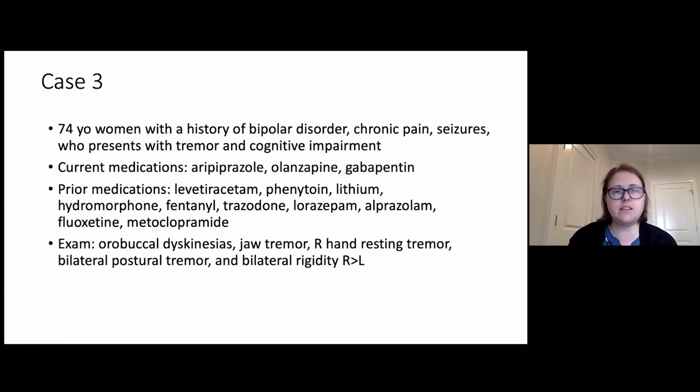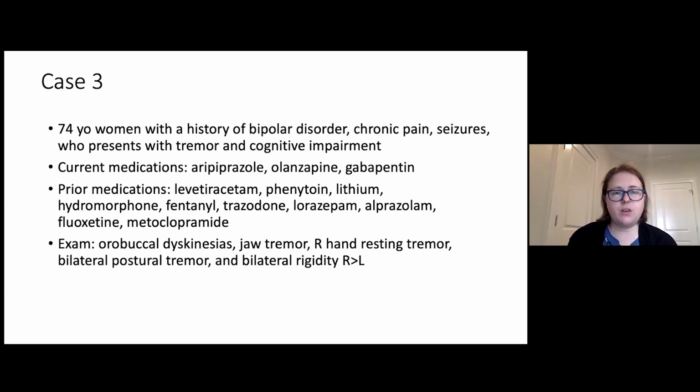Okay, that brings me to case 3. This is a 74-year-old woman with a history of bipolar disorder, chronic pain, and seizures, who presented with tremor and cognitive impairment. Her current medications were aripiprazole, olanzapine, and gabapentin. And she had a lengthy prior medication history. This is a real patient. She had previously been on levetiracetam, phenytoin, lithium, hydromorphone, fentanyl, trazodone, lorazepam, alprazolam, fluoxetine, and metoclopramide.